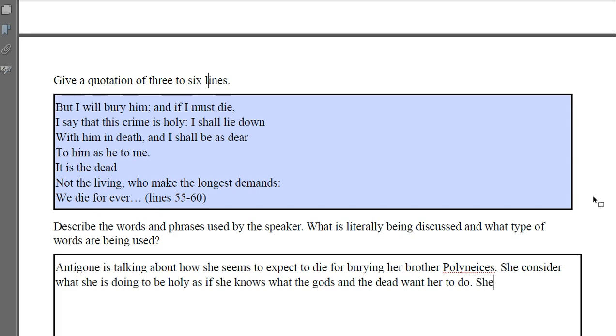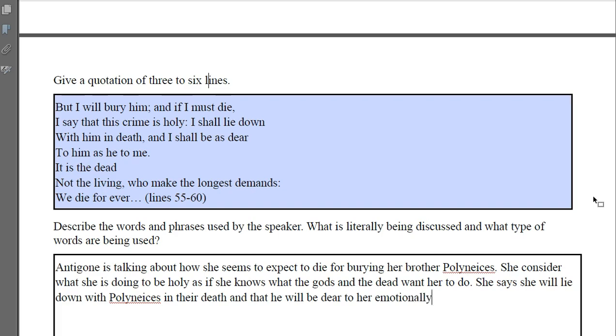I shall lie down. She says she will lie down with Polynices in their death. And again, I'm not going to get into why those words are important, but I'm telling you right now, I am noticing those are really creepy words. If you didn't notice, that's creepy stuff. And their death, and that he will be dear to her emotionally. That is really creepy. Weird stuff works great.